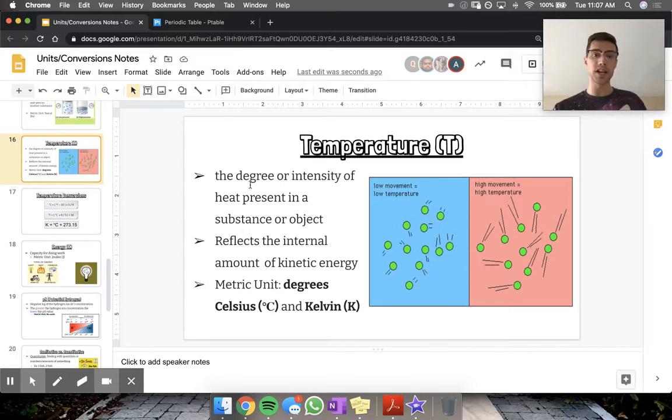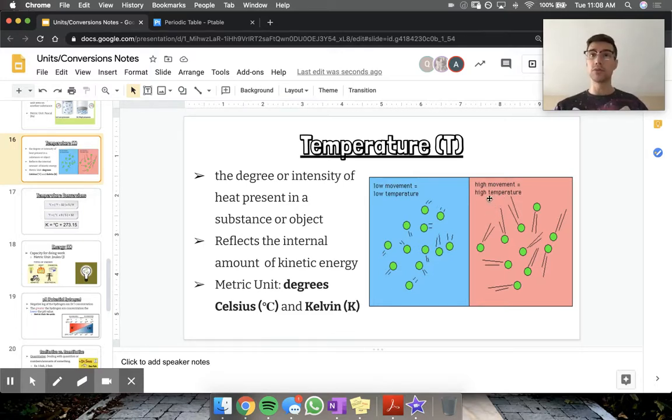It's the degree or intensity of heat. It's how we measure how hot or cold something is. And this is going to become really important once we start talking about gases. Temperature of an object reflects the internal amount of kinetic energy, okay? So these smaller lines represent molecules moving slower, and these bigger lines represent molecules moving faster, right? High movement versus low movement. So high movement means high temperature, okay?